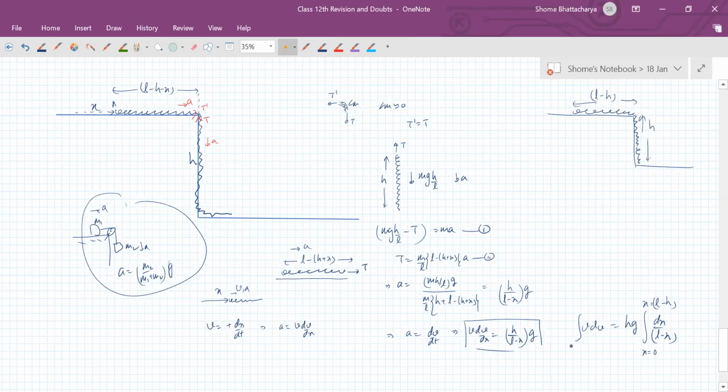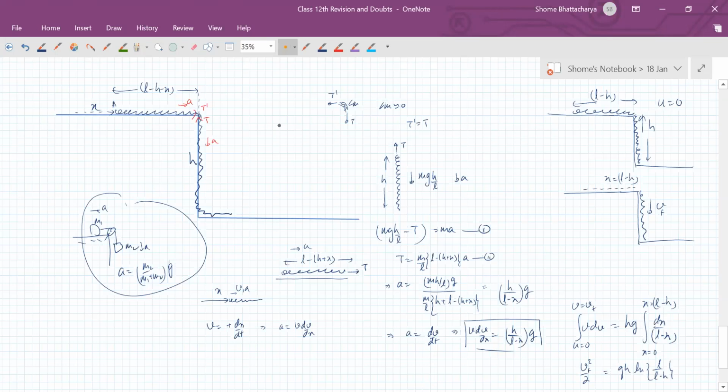When your u was 0, so x was 0, and then it's reached here. So your x has become L minus H, and your speed has become v, or let's say some v final. So this v final square by 2 is becoming gH into, now this will be minus ln L minus x, but when you put the limits, you will get natural log of L upon L minus H.